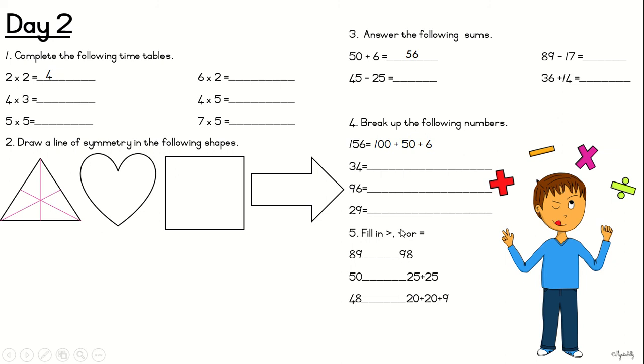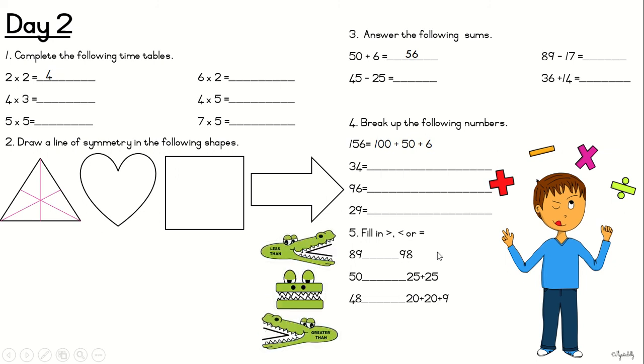Now, fill in bigger as, smaller as, or equal to. Can you all remember Mr. Crocodile? Less than, equal to, and greater than. Remember, the crocodile is a very hungry animal and it's big. It will always eat the biggest piece of meat. If you have to put two pieces of meat in front of him, he will take the biggest one. It works the same with the numbers.